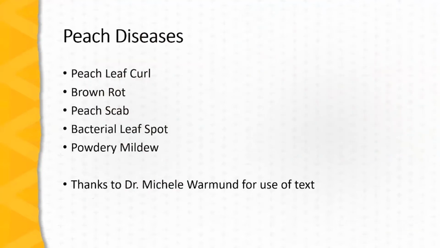As our feature for this fruit report, I'd like to discuss peach diseases, and I want to thank Dr. Michelle Warman, who is the University of Missouri Extension State Fruit Crops Specialist, for use of text that she presented recently at an online workshop related to peach production and peach diseases. And the 5 diseases that I'll briefly discuss are peach leaf curl, brown rot, peach scab, bacterial leaf spot, and powdery mildew.